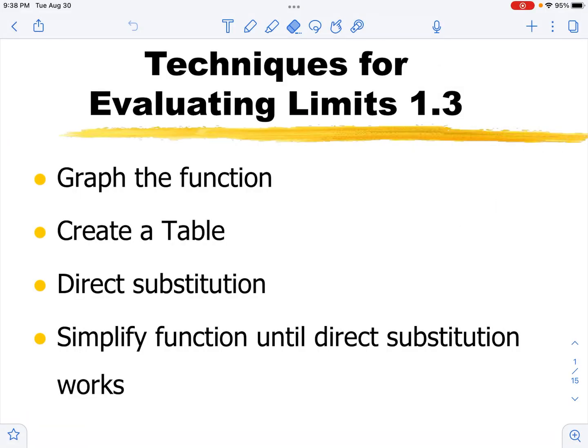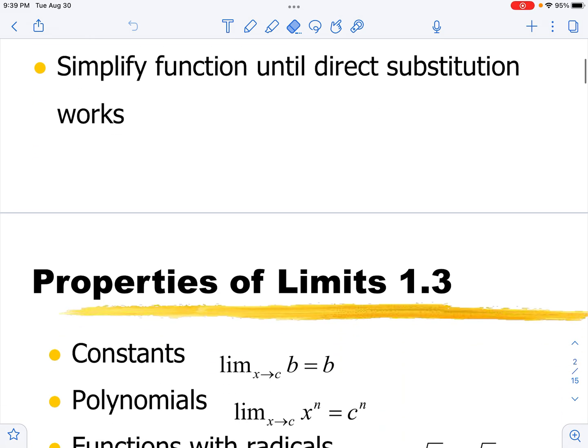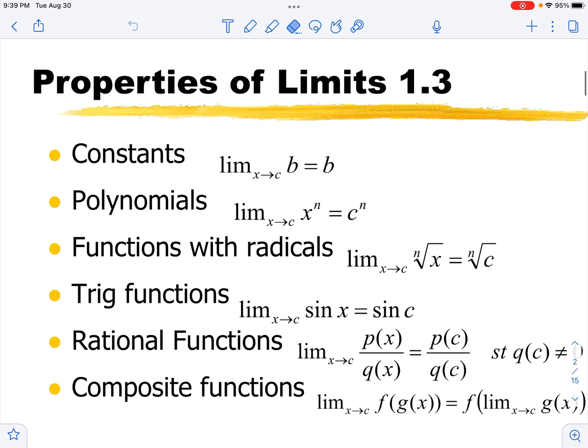So this is section 1.3. We're going to talk about how to evaluate a limit. We've already discussed looking at the graph, creating a table, and direct substitution, and then we're going to have to simplify functions until we can actually do some direct substitution. Before we can do that, we have to know our properties.